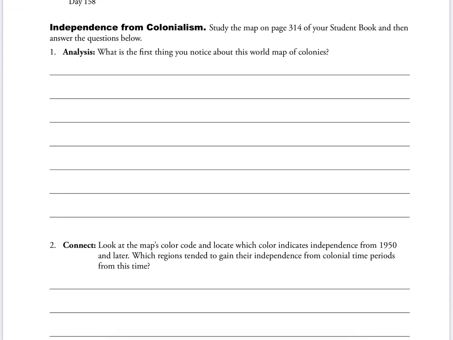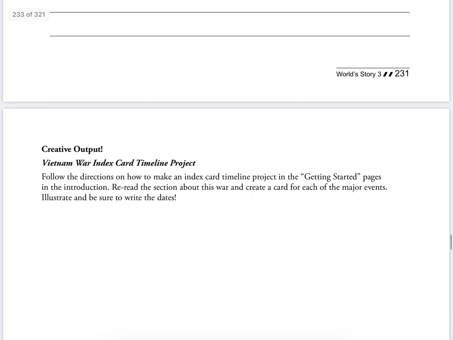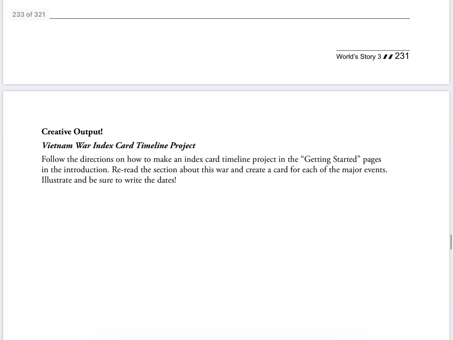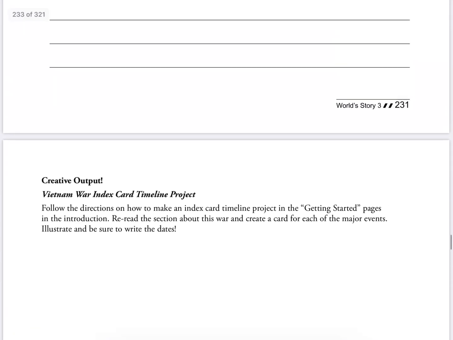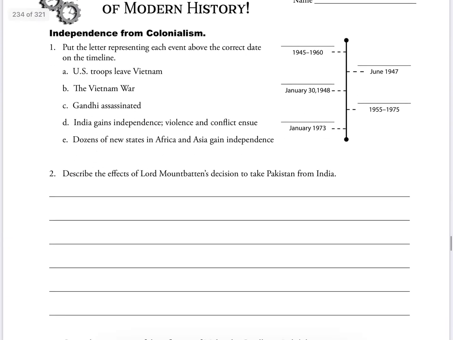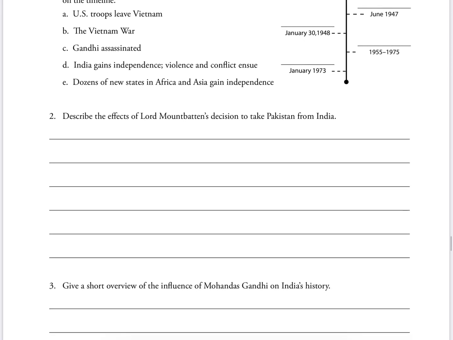You can look at the map on page 314 of your student book to answer these questions. And again, I'm sure this is all stuff that you've already gone through. You don't have to do this timeline project, this index card timeline project. I think I mentioned that to you before, but we're not going to worry about that. I just want you to fill out the actual timeline itself, okay? And I'll give you the right answers for that in a second.